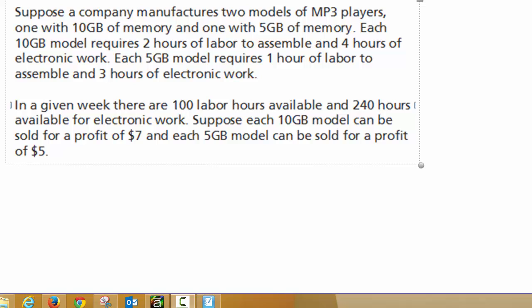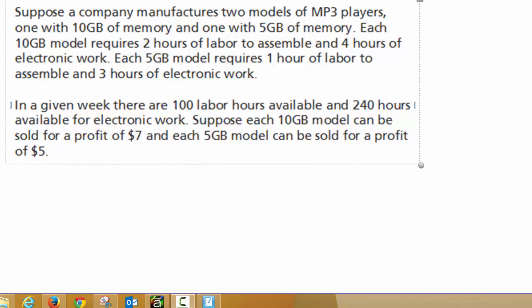Okay, in this video we're going to go through the previous quiz, and I'll walk you through the solution. So we here have a mixture problem where we have a company manufacturing two models of MP3 players, a 10 gigabyte model and a 5 gigabyte model, and we have information about how many hours of labor each one requires to assemble and how much electronic work is required, and we're given information about the profit made from each model.